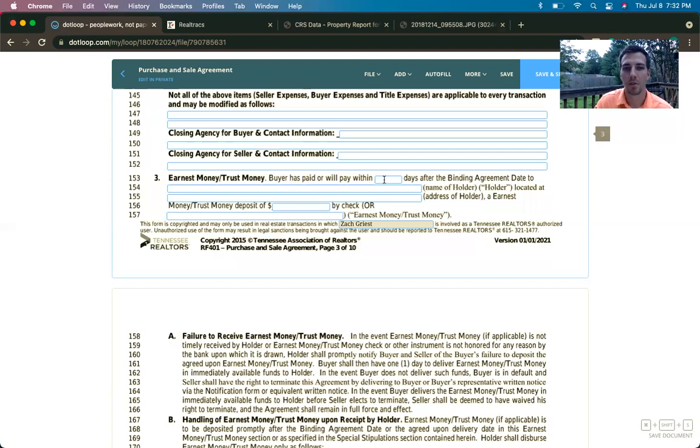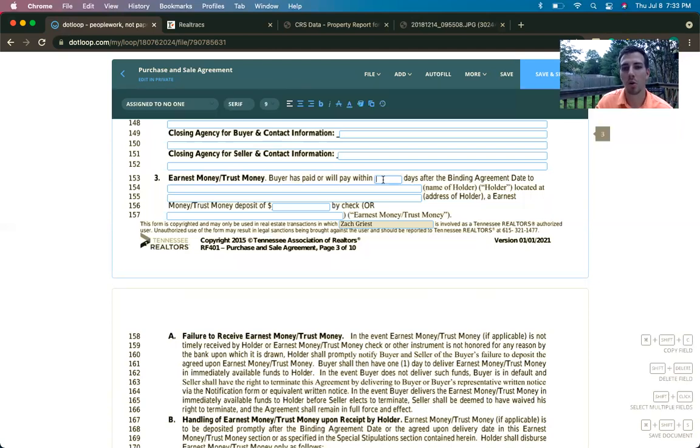Earnest money. So buyer has paid or will pay within, typically you see 3 days here or 5 days is typically the average. But again, this is negotiable. So this is up for the sellers and buyers to determine what's acceptable.